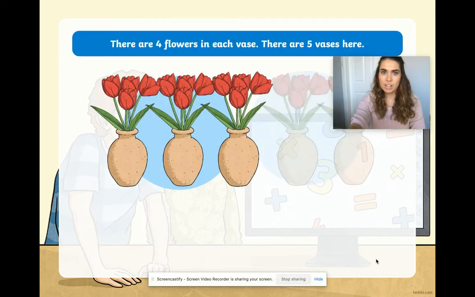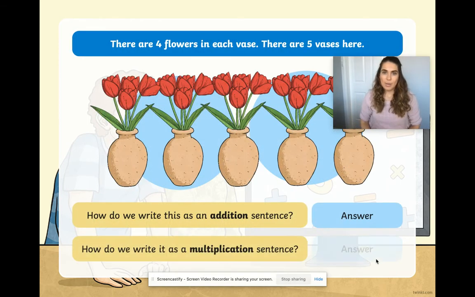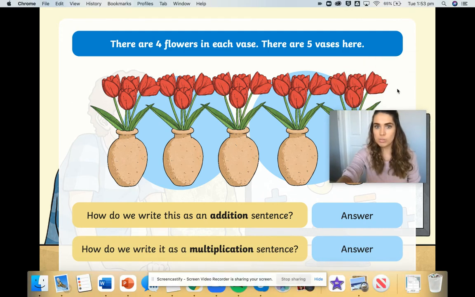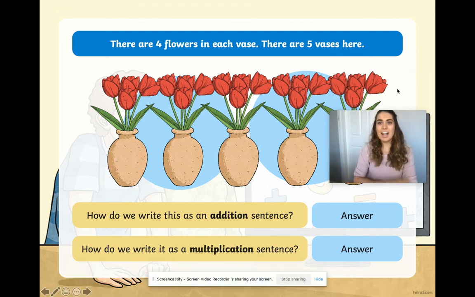There are 4 flowers in each vase. Mrs. Topman's covering some beautiful tulips. And there are 5 vases. How can I write this as an addition? A repeated addition? What plus what plus what plus what plus what? There were 4 flowers in each, so it was 4 plus 4 plus 4 plus 4 plus 4.